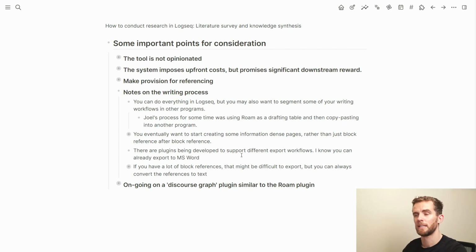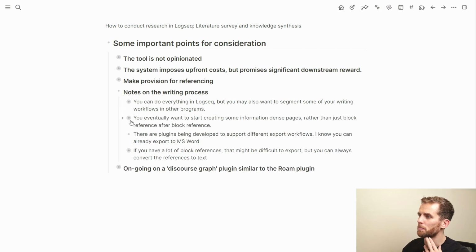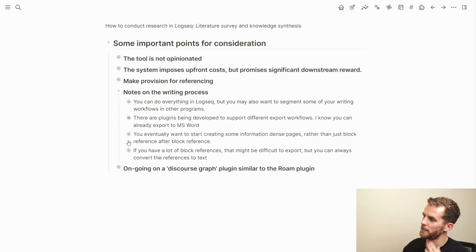I made a video on that. I know that there's been some developments on exporting to PDFs. In terms of the process, let me actually just move that down there. This is a work in progress.